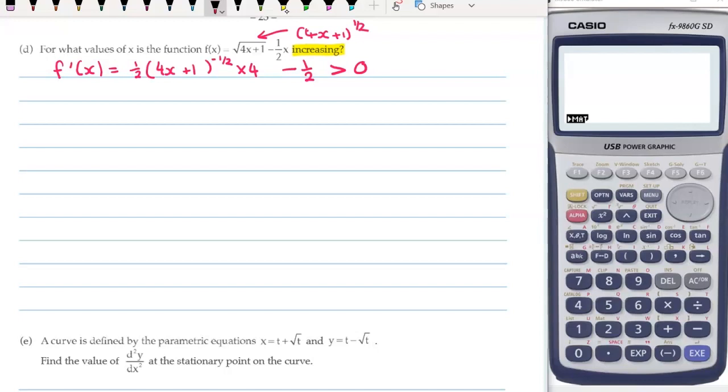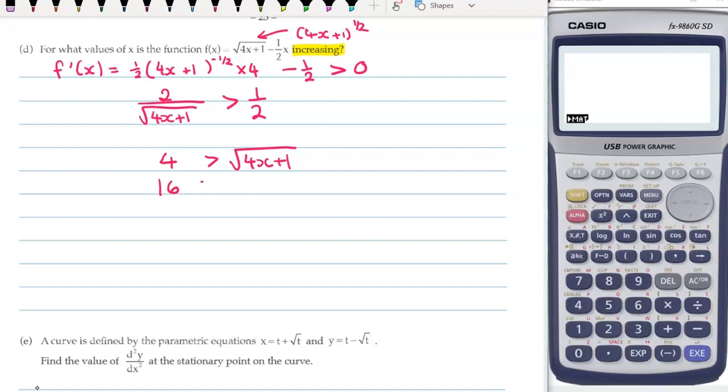Now let's tidy that up a little bit. So 4 over 2 gives me a 2. The 4x plus 1 is on the bottom as a square root down there because we've got it to the power of minus a half. Then minus a half is greater than 0. Well, we can move the half over, so that would be greater than a half, like this. We can cross multiply, so bring the 2 up and it's a 4. Bring the root 4x plus 1 up and to the right and times it by the 1, like so.